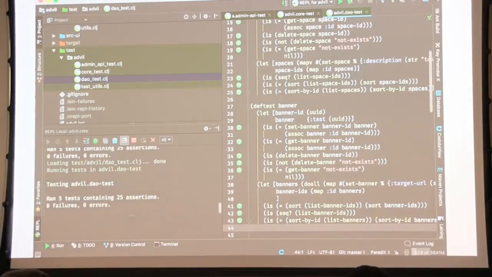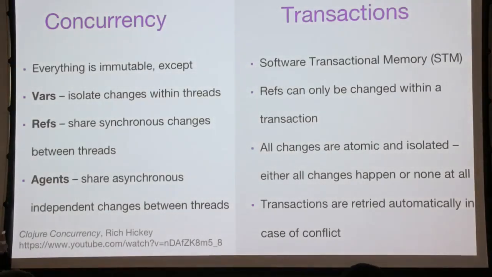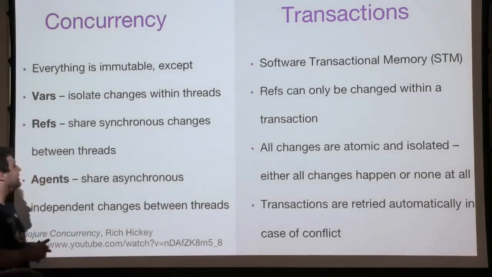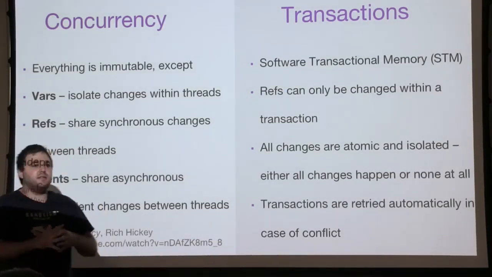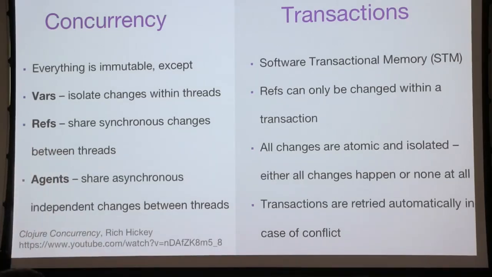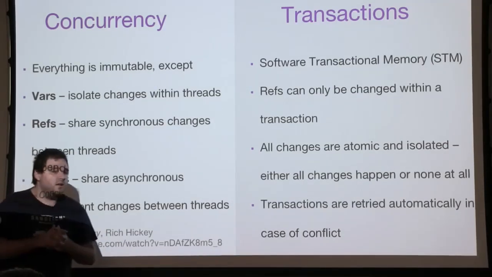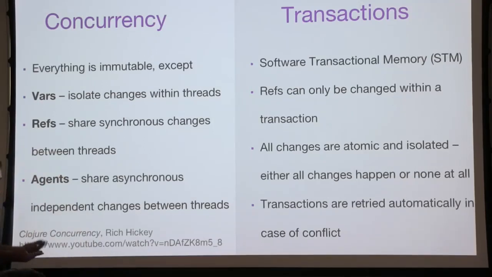Now, one of the powers that Clojure gives you is that it was designed for concurrency. But the idea is that everything in Clojure is immutable. And because of that, you don't have the problems that you normally have in other languages with concurrency. There's no locking.